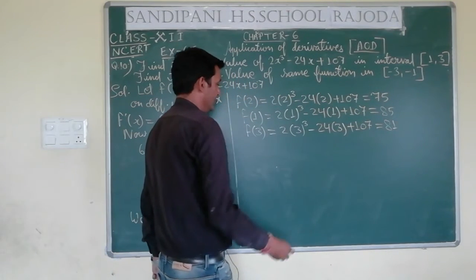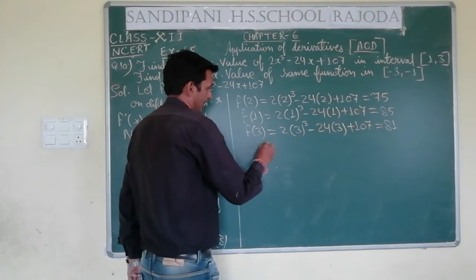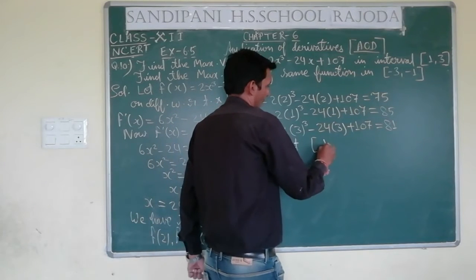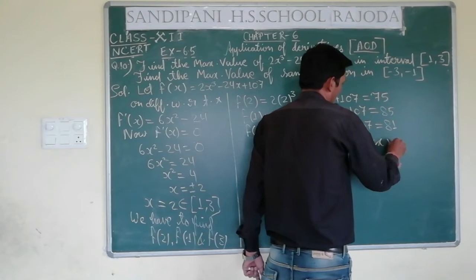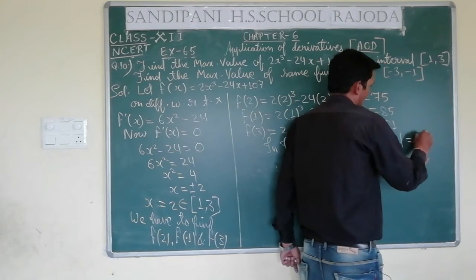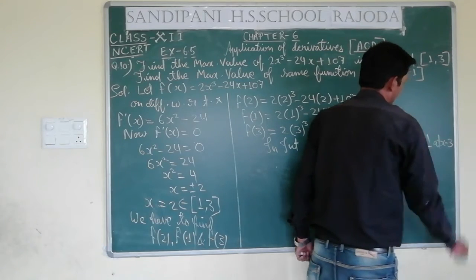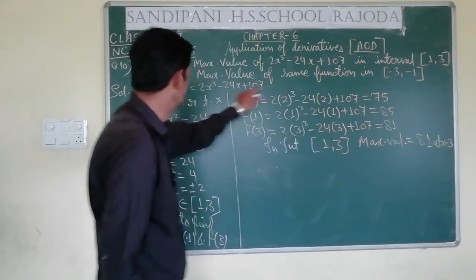This is 81. Now in the interval 1 to 3, the maximum value is equal to 81 at x = 3. This is the maximum value. Only the maximum value is asked.